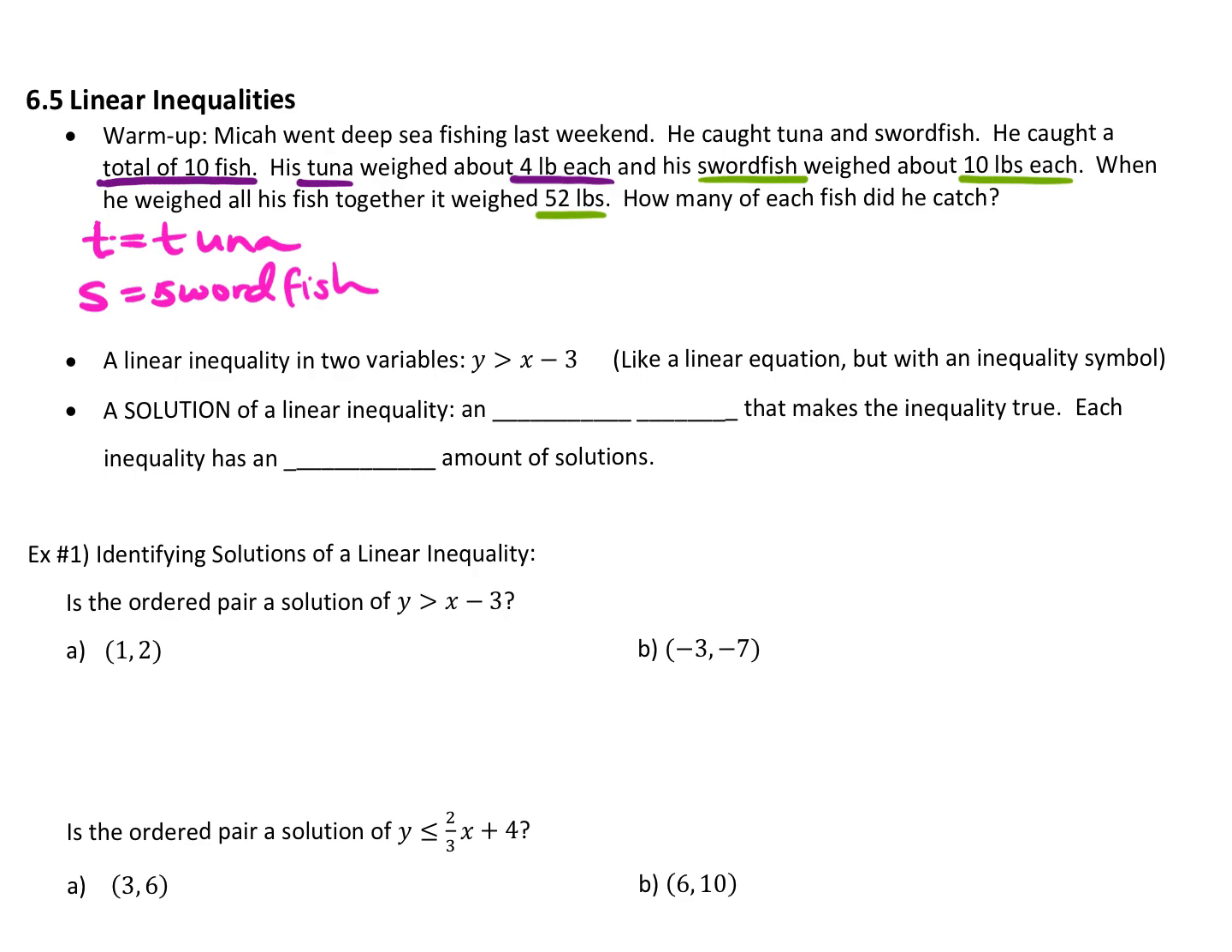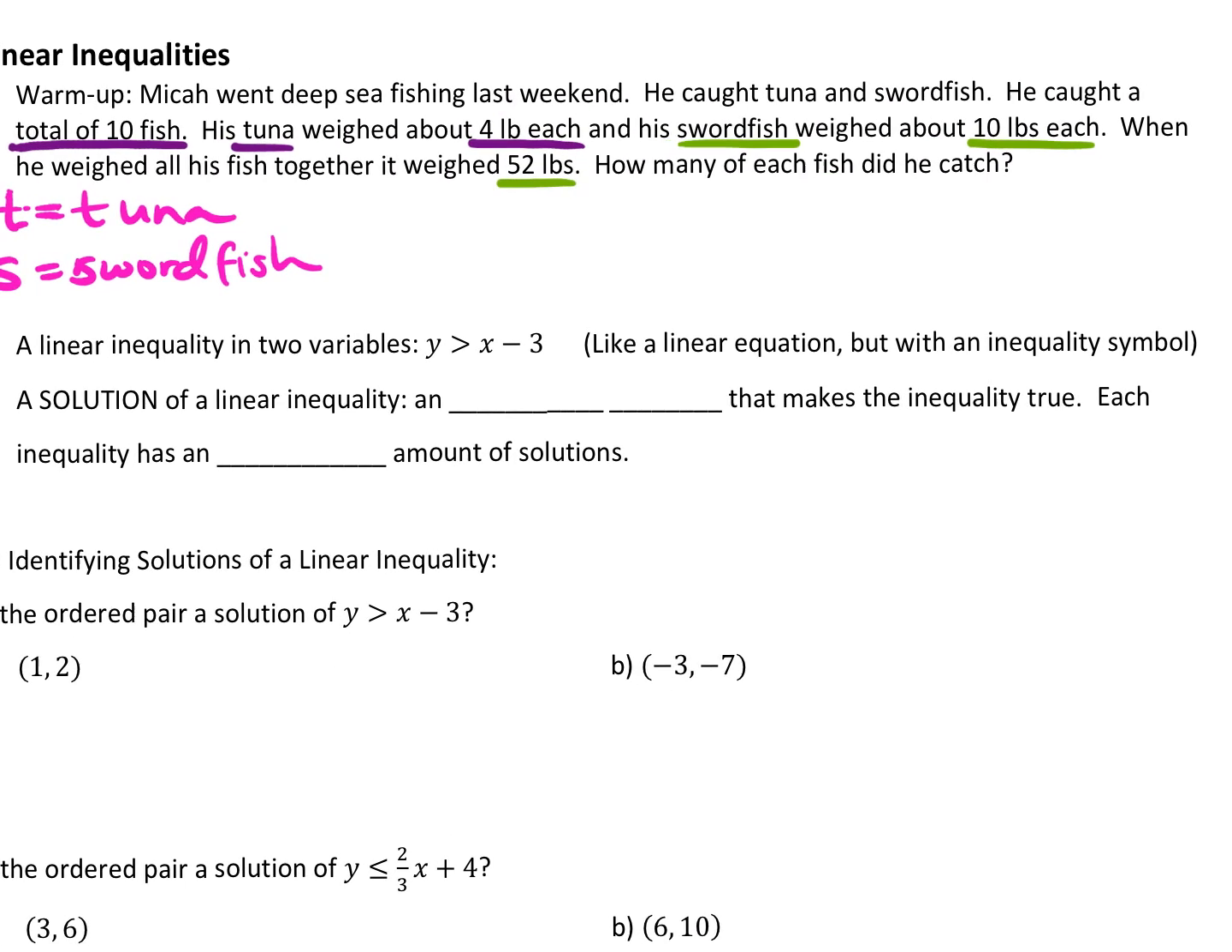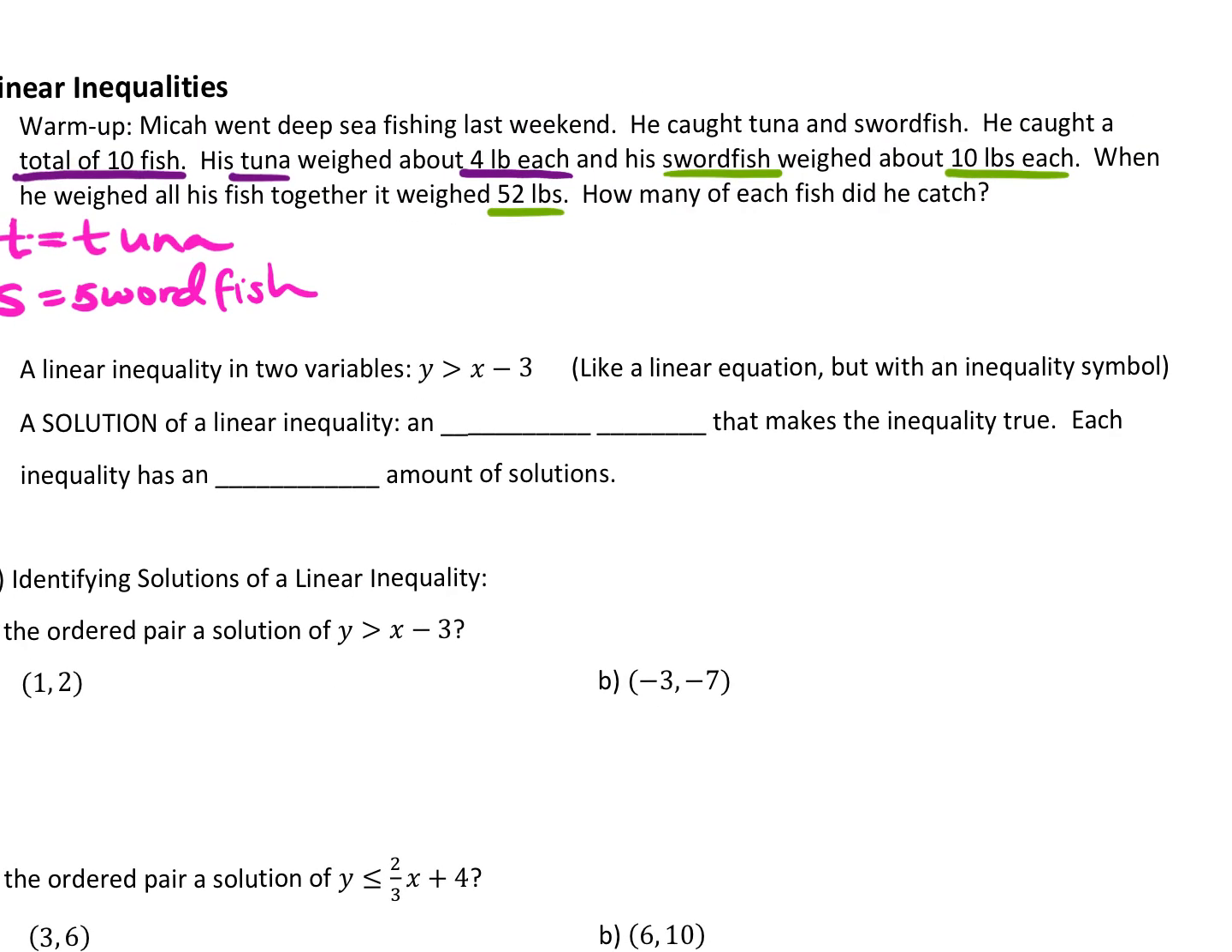Okay, so tell me one of the equations that you would get on this problem. Remember, you want to keep your things together. If it's dollars, we want all the dollars together. This is not dollars, this is pounds. 4T plus 10S equals 52. Yes, so the weights, right? 4T plus 10S equals a total weight of 52.